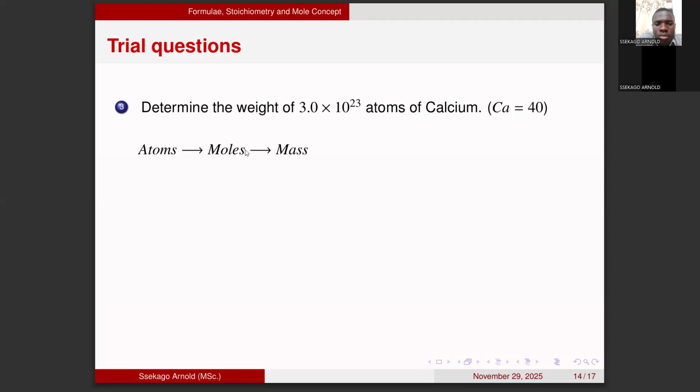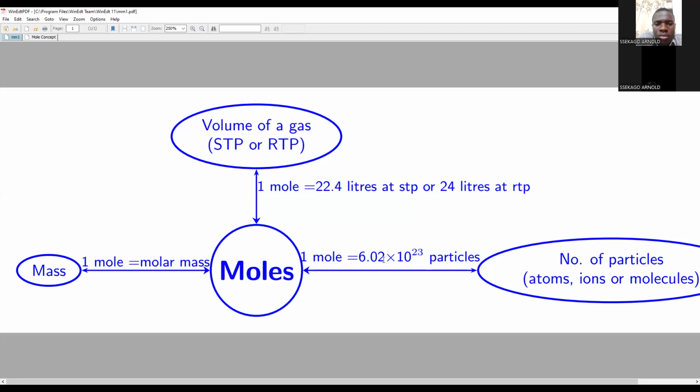And to move from atoms to moles, what do you use? We use 1 mole is equal to 6.02 times 10 power 23 atoms. That is if you want to move from particles, which are atoms, to moles. We use the same relation, in simple terms, from moles to mass. So from atoms to moles, this is the relation which we are going to use.